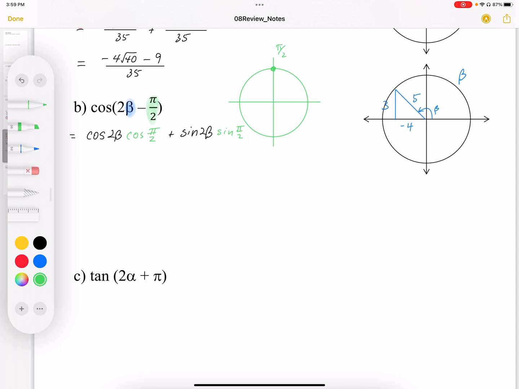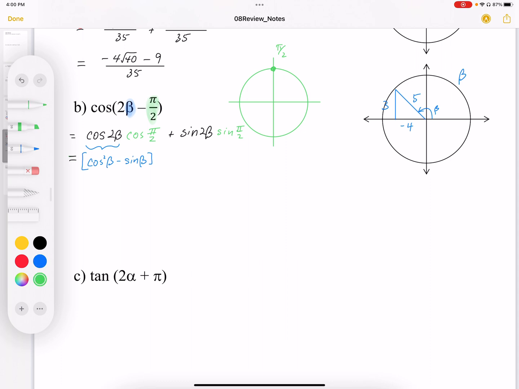I don't have a picture for 2 beta, so I'm going to have to apply my double angle identity here. For this cosine 2 beta, I need to rewrite that using one of the 3 cosine 2 beta identities. I'm just going to use the first one. So it's going to be cos squared minus sine squared. And now, since I have it written in terms of 1 beta, and I have a picture for beta, I can actually work that out.